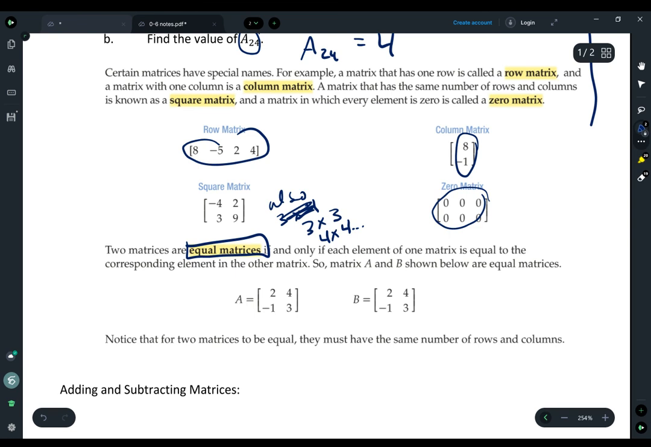So next we have a little note about equal matrices. Matrices are equal only if all of the elements are equal. So in our first row, first column, we have a 2. Our first row, second column, we have a 4. All of those elements are equal, so we have equal matrices.